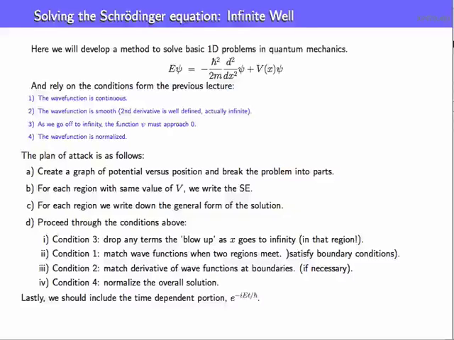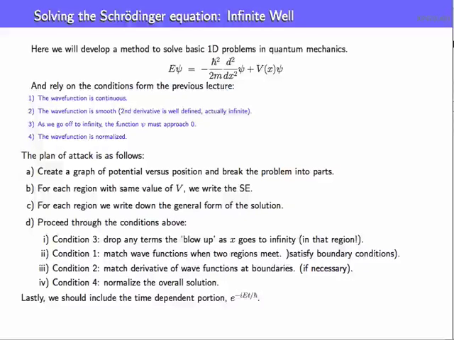Condition 2, match the derivative of the wave functions at boundaries. In this particular case, it turns out we won't use condition 2. In others, you will. And lastly, condition 4 would normalize the overall solution. And we won't worry about normalization in this lecture. There's enough to do here. And lastly, we should include the time-dependent portion, tack that on at the end. Those last two parts we'll not do in this particular lecture; normalization will be left as an exercise.